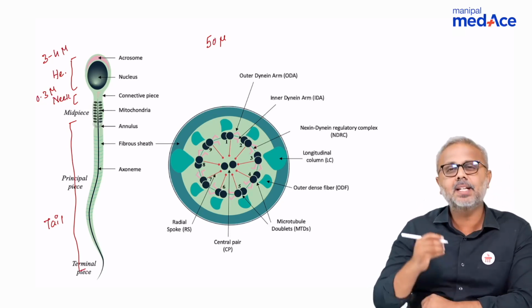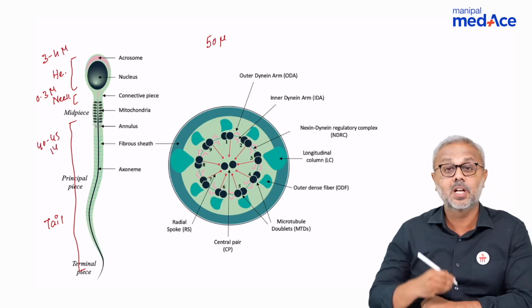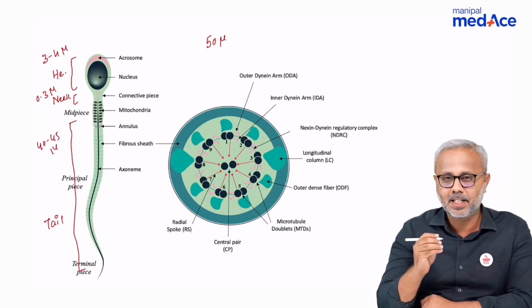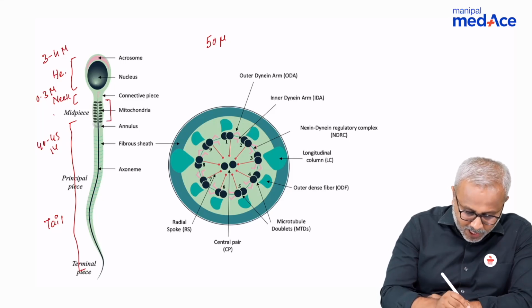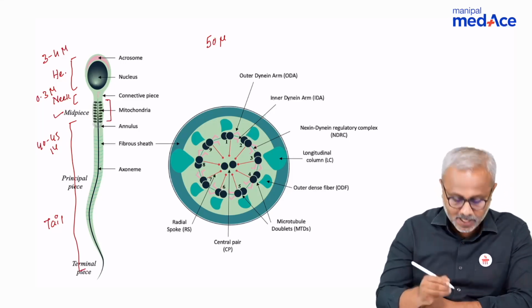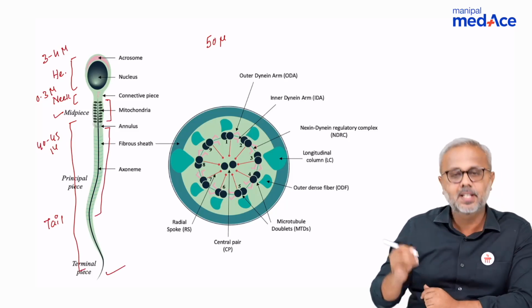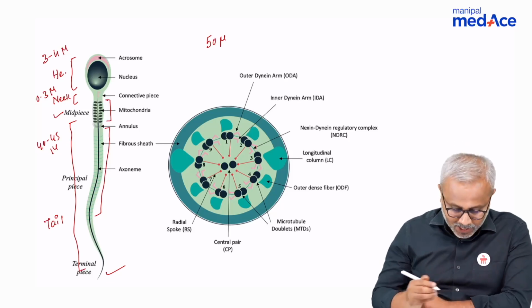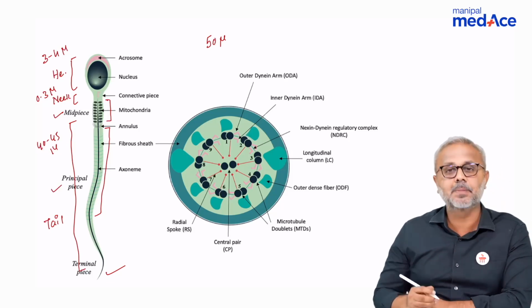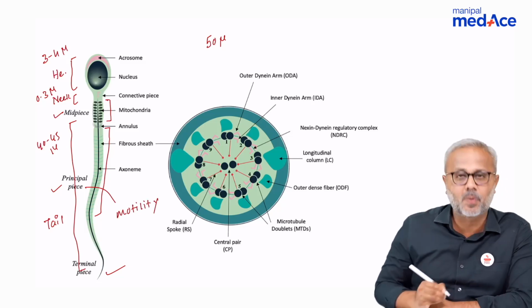Then the entire tail roughly measures about 40 to 45 microns, out of which the tail is divided into three parts. The first, or the initial part, is called the mid piece or middle piece. Then there is something called the principal piece, and then there is the terminal piece. Tail is responsible for motility, and in that the principal piece is responsible for motility. So remember this is responsible for motility of the spermatozoa.